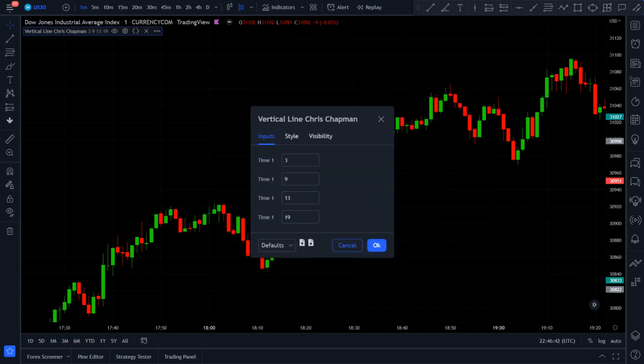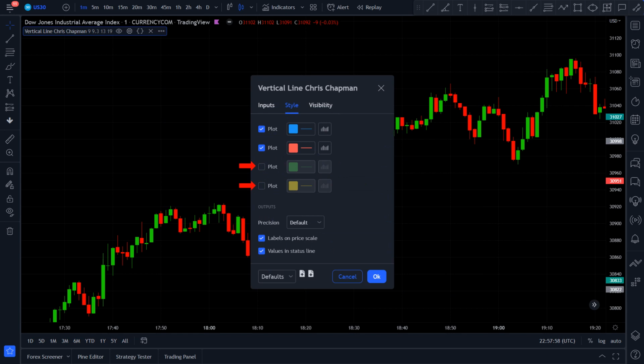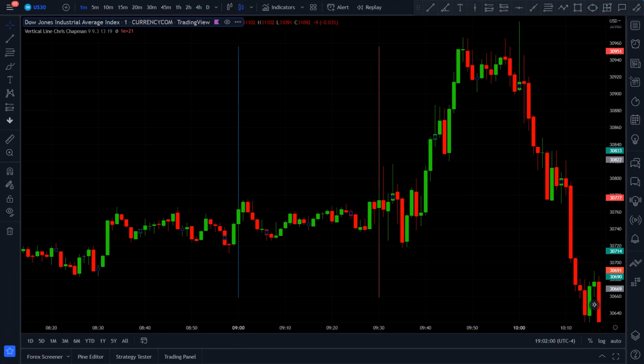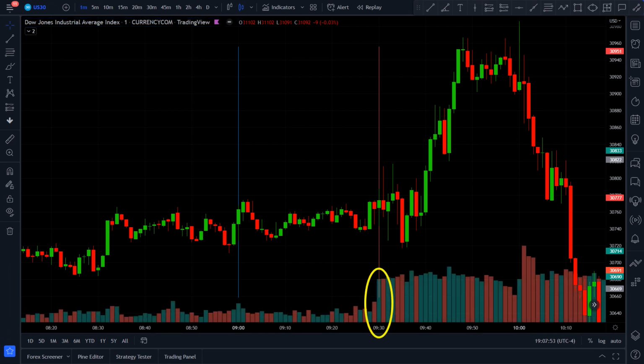Then go into its settings and change the first time one value to 9 and the second time one value to 9.3. Finally, click on the style settings and uncheck the last two boxes as we won't need those. This way the indicator will draw a vertical line at 9 o'clock and at 9:30. The reason why we need this is because right after 9:30, higher volume starts to come into the market, which can lead to big trending moves.